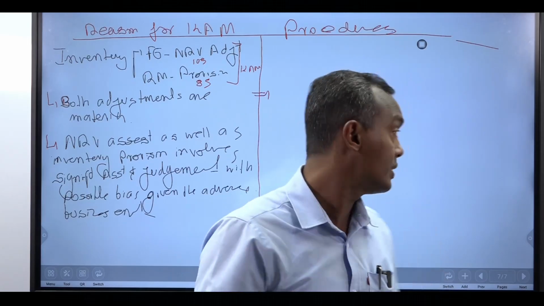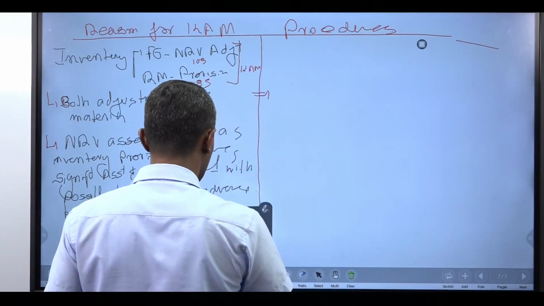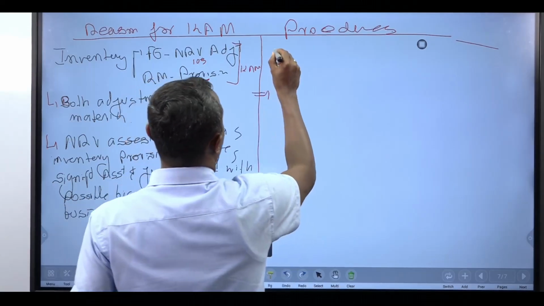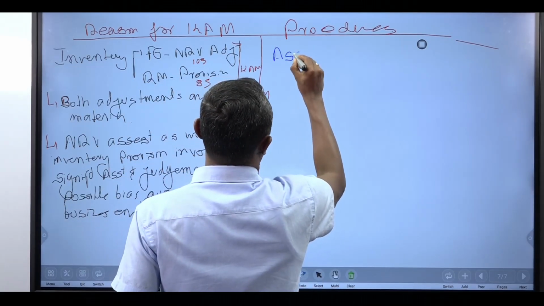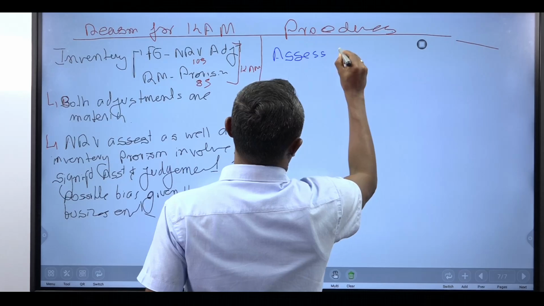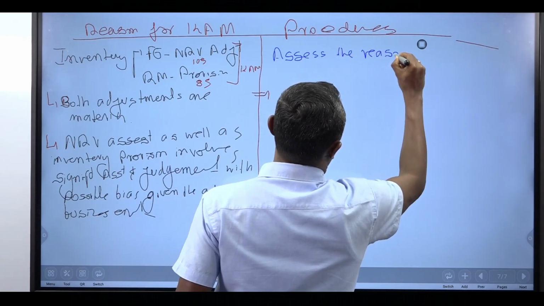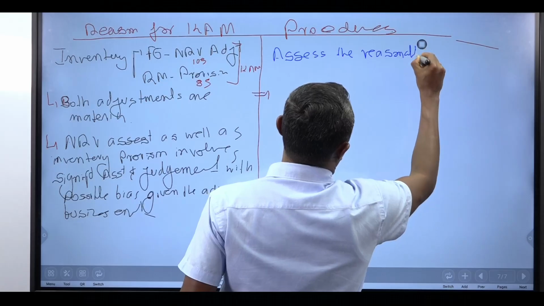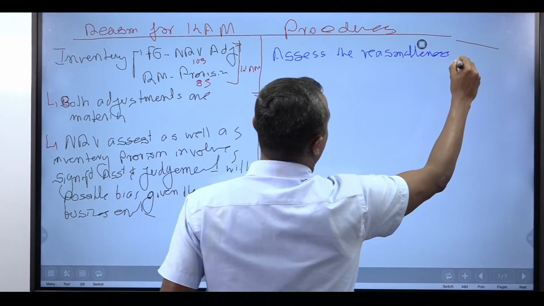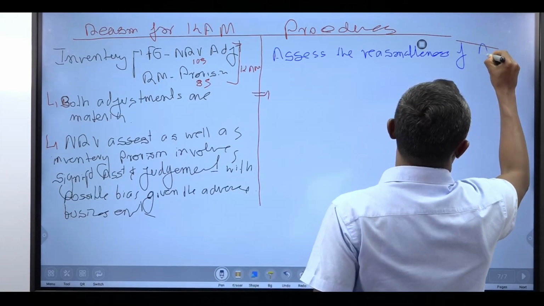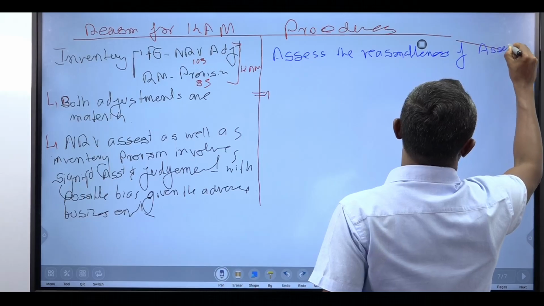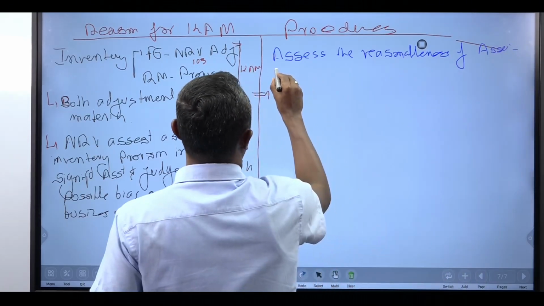So the auditor should assess, so that, okay, let me write that. Assess the reasonableness. That's a key word. Of what? Of assumptions used.